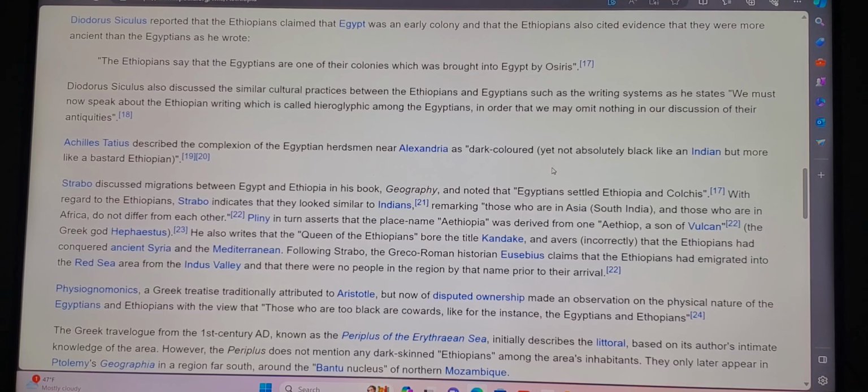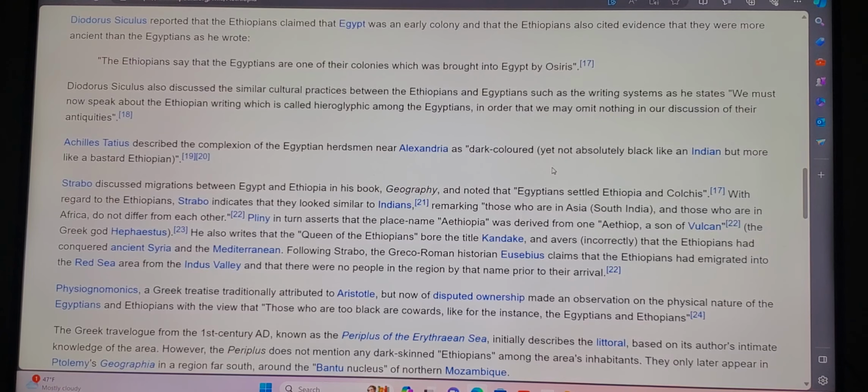Strabo discussed migrations between Egypt and Ethiopia in his book, Geography, and noted that the Egyptians settled Ethiopia and Colchis. With regard to the Ethiopians, Strabo indicates that they look similar to Indians, remarking that those who are in Asia, South India, and those who are in Africa do not differ from each other.